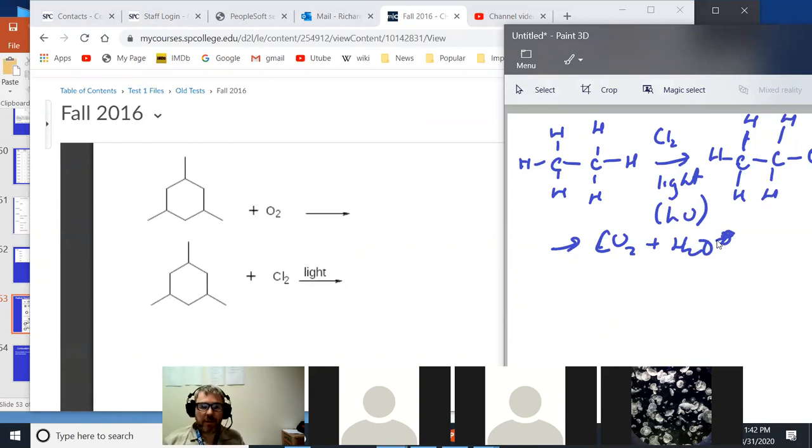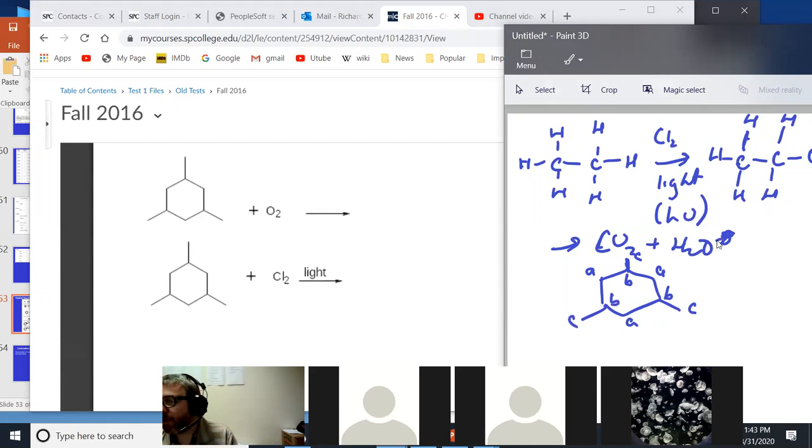Now for the other one, I've told you that the Cl is going to go on each different carbon atom. To do that, what you might want to do is label it. If you want to, I could label each different one. That'd be A, B, C. This will be A. This will be C. This will be B. That's A, B, and C. Oh, that's a bit of a challenge, isn't it?